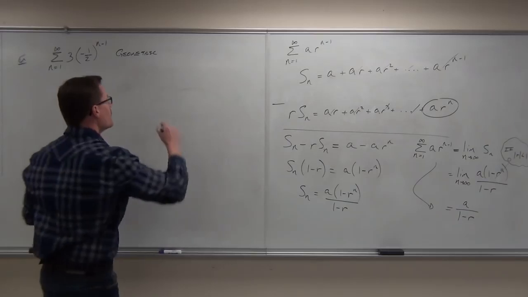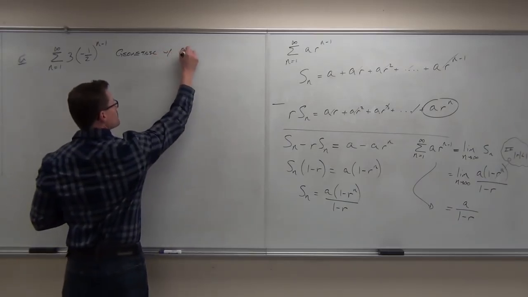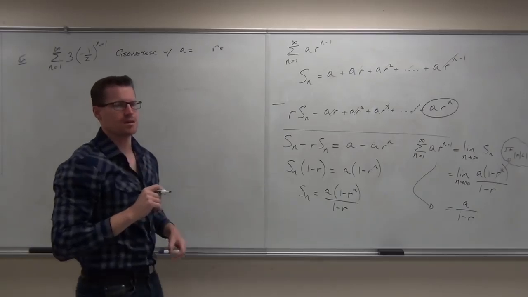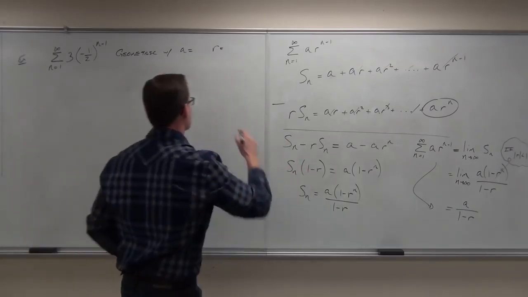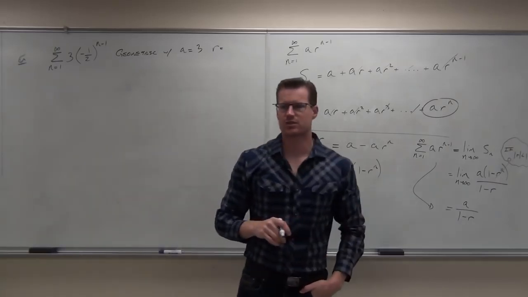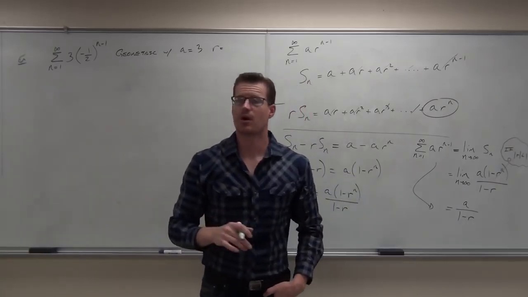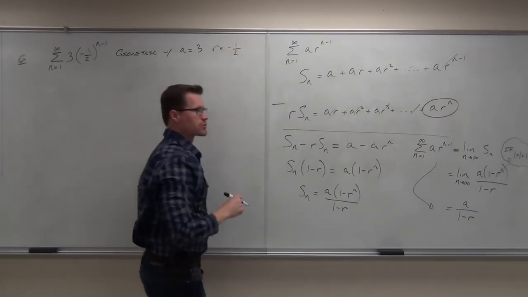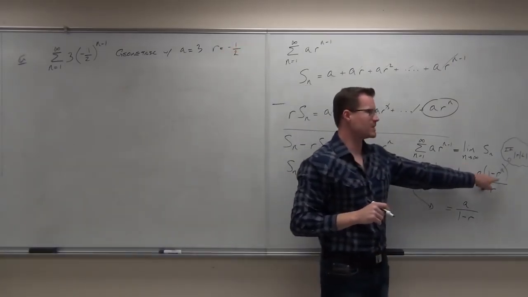So in our case, we should have an a. You should be able to tell me what the a is and what the r is. So tell me, what's the a, please? 3. Very good. Does the a have anything to do with convergence or divergence? No. Tell me what the r is. Does the r have anything to do with convergence or divergence? Oh, heck yeah. That's why we did this whole thing.